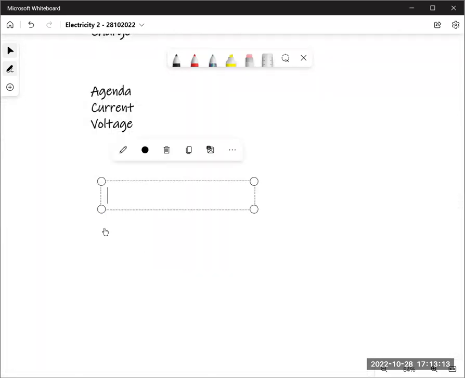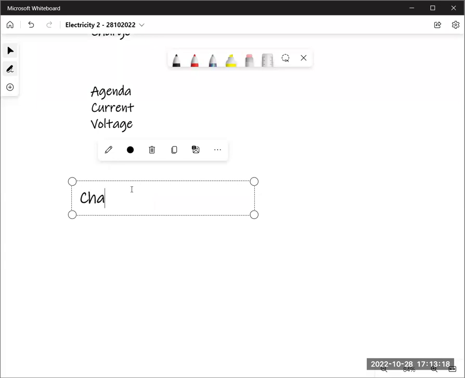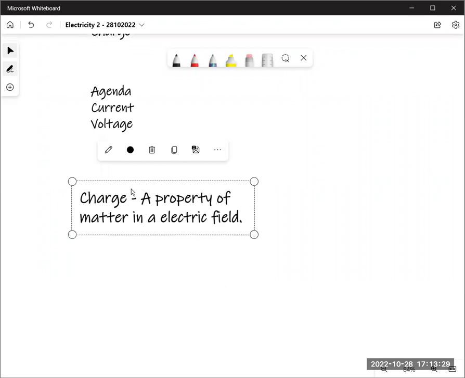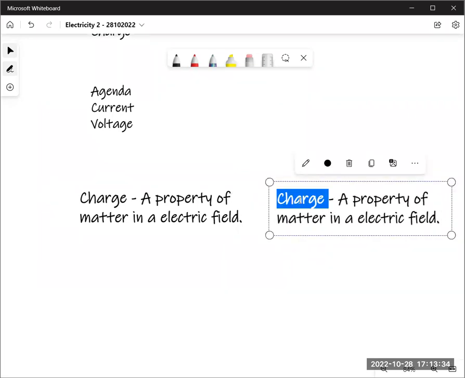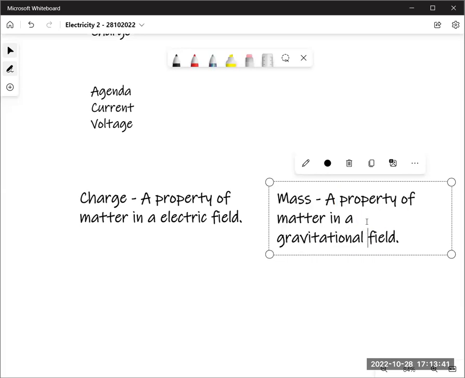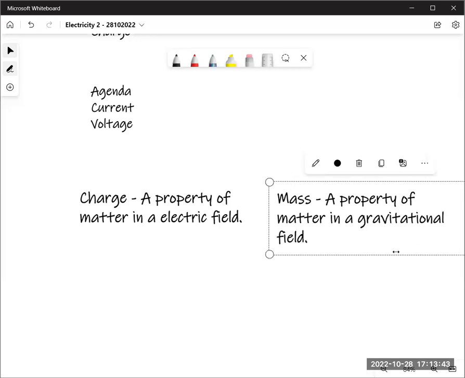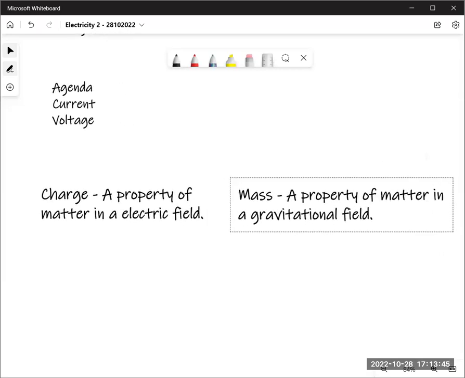Now, I'll tell you what charge means first. We won't look at induction of charge right now, but we look at charge. What is charge? Charge is a property of matter in an electric field. Let's compare this with mass. Start writing. Mass is a property of matter in a gravitational field. If you are in gravity, you will have a mass, and that is why you have a weight.